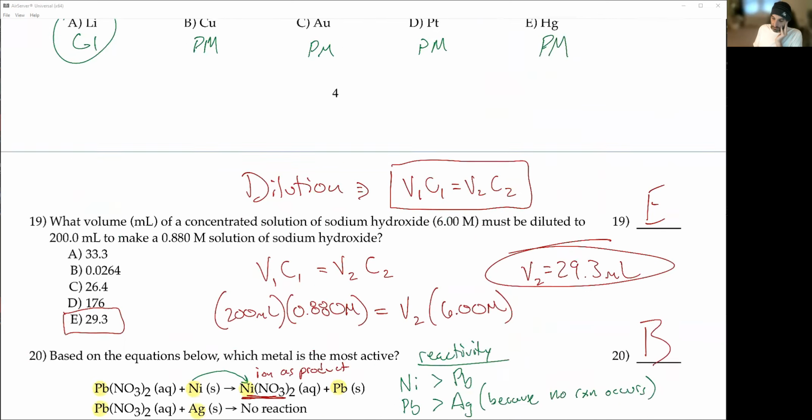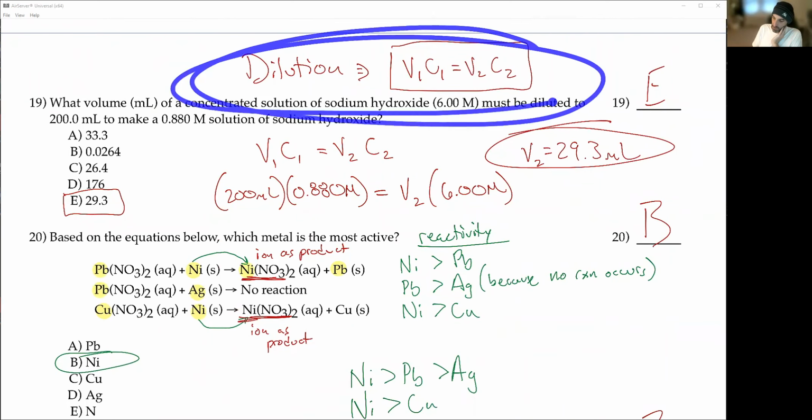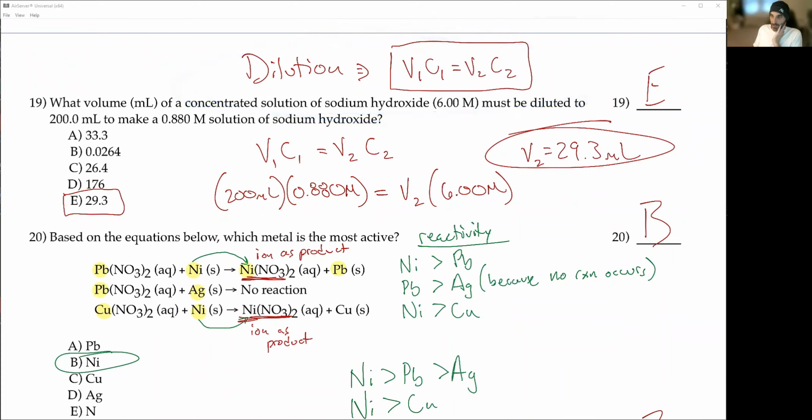All right, 19. 19 is a dilution problem. Anytime we deal with dilution, we have V1C1 equals V2C2. This is the solution that we want to make. So that can be either your V1C1 or your V2C2. In my case, it was 1. And I'm making it from a 6 molar solution. So the question is, what volume do I need from my original concentrated solution to dilute? And so I need 29.3 mils, and then I'll add up to 200 mils to get my new concentration of a solution.